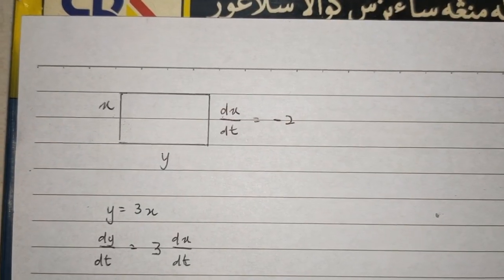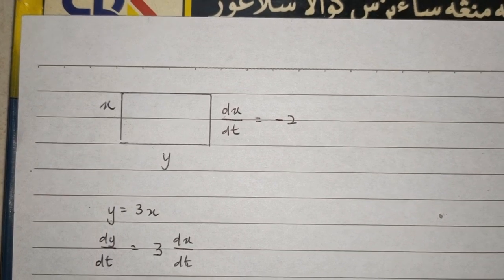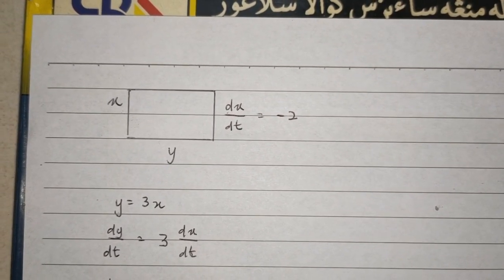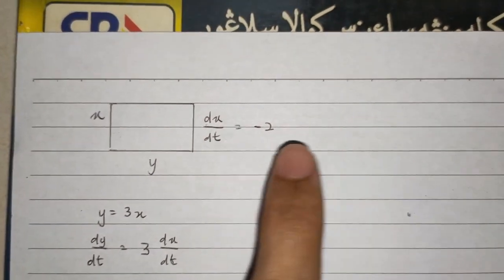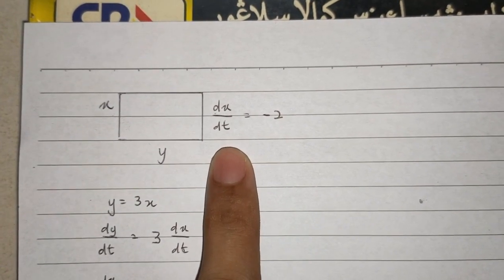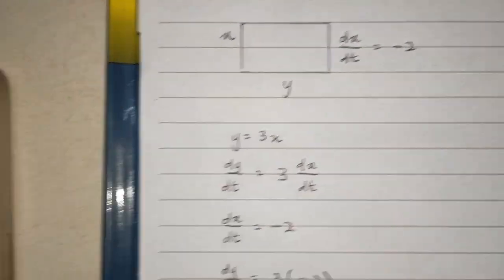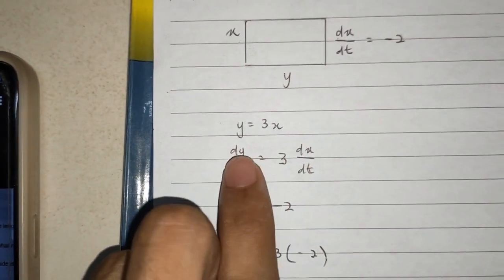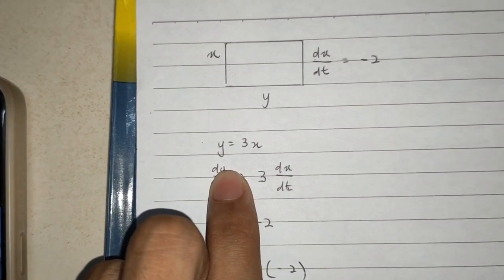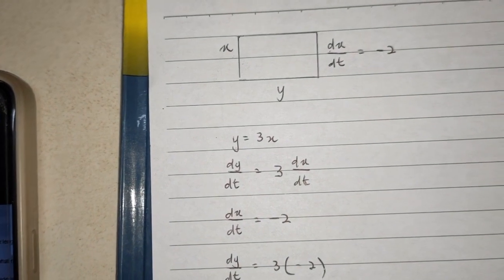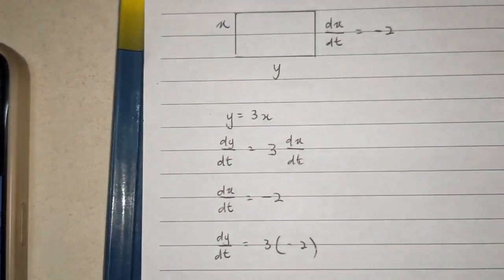For question number 1: if the shortest side is decreasing at the rate of 2 inches a minute, at what rate is the longer side decreasing? So the shorter side, you can assume, is dx over dt equals minus 2. As they say, the longer side is always 3 times the length of the shortest side. So y equals 3x, and then we can continue to differentiate each side.